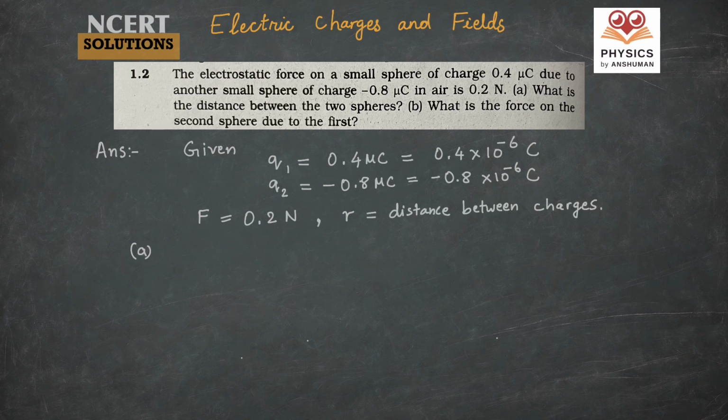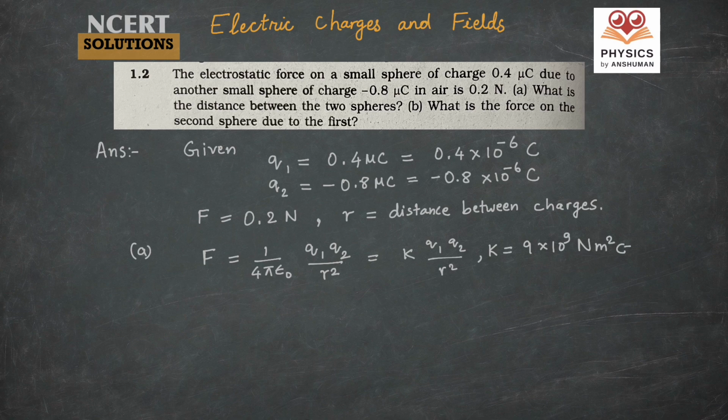To find the distance, we can apply Coulomb's law. According to Coulomb's law, force is equal to 1 upon 4 pi epsilon naught Q1 multiplied by Q2 upon R square. Or you can write it as F is equal to K, that is the proportionality constant, multiplied by Q1 Q2 upon R square. Also, we know the value of K, that is K is equal to 9 into 10 to the power 9 Newton meter square per Coulomb square.